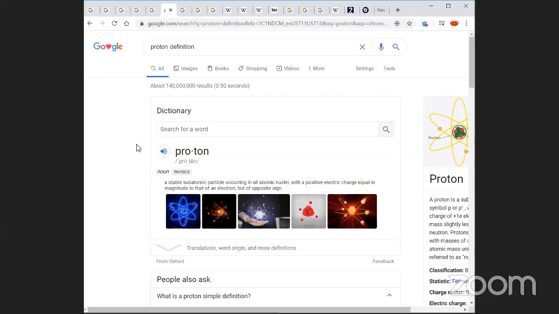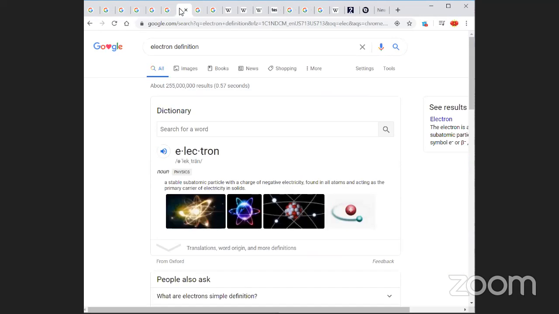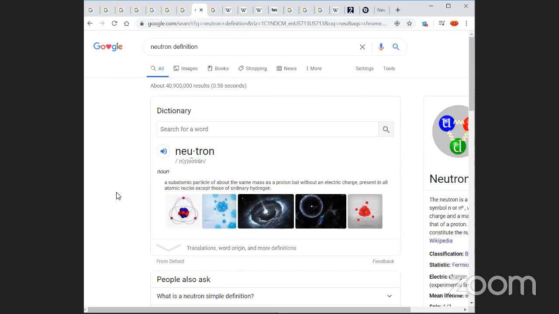So what is a proton? A stable, keyword stable, subatomic particle occurring in all atomic nuclei with a positive electric charge equal in magnitude to that of an electron, but of the opposite sign. Okay, so protons have a positive electric charge. Electrons are also a stable subatomic particle with a charge of negative electricity, found in all atoms and acting as the primary carrier of electricity in solids. Next is neutron. A neutron is a subatomic particle of about the same mass as a proton, but without an electric charge, present in all atomic nuclei except those of ordinary hydrogen. Right, hydrogen has no neutrons.